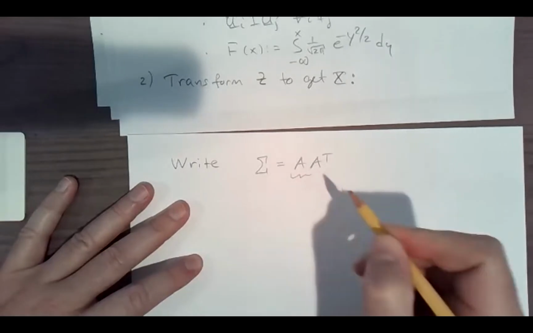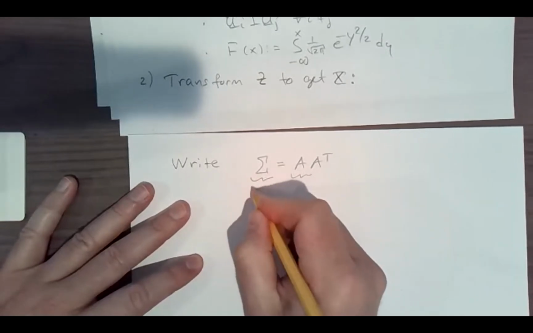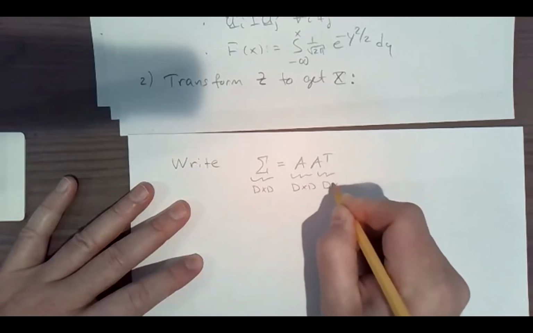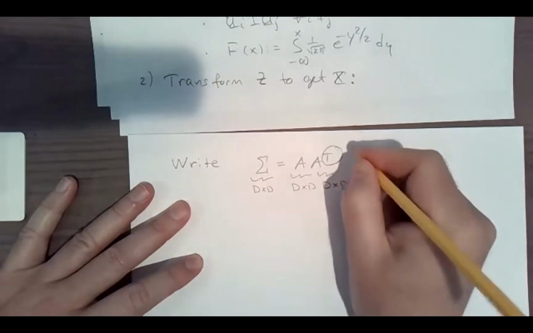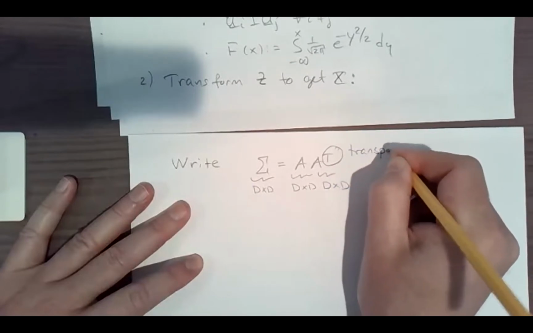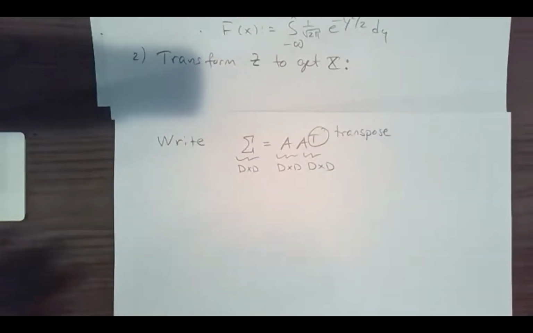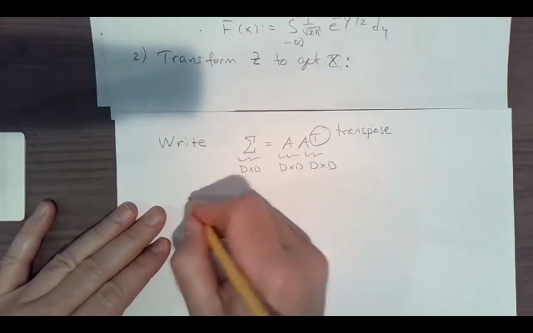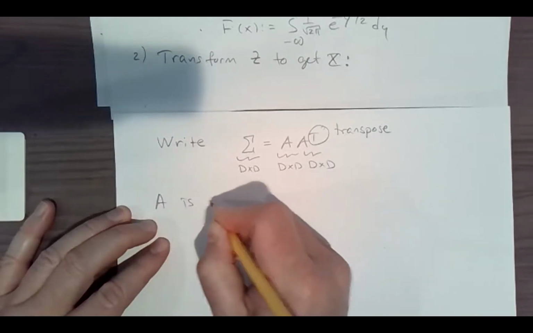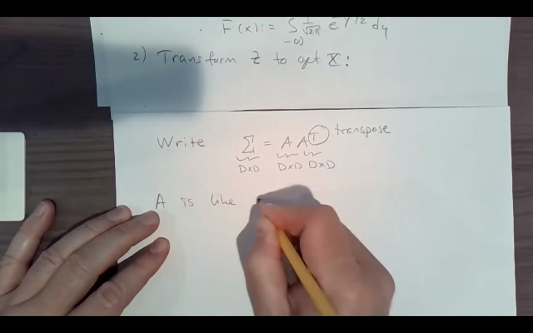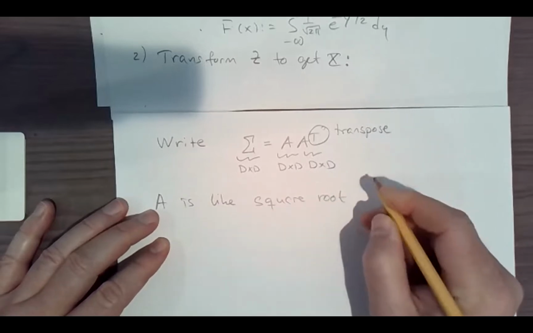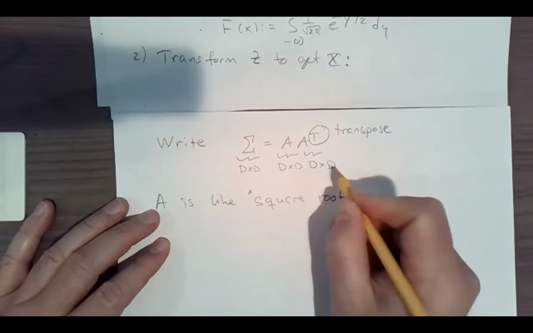So this one here was d by d, and these ones here are going to be d by d. And this one here is the transpose. So you're going to write sigma as this product. Basically A here is like a square root, but it's a matrix.